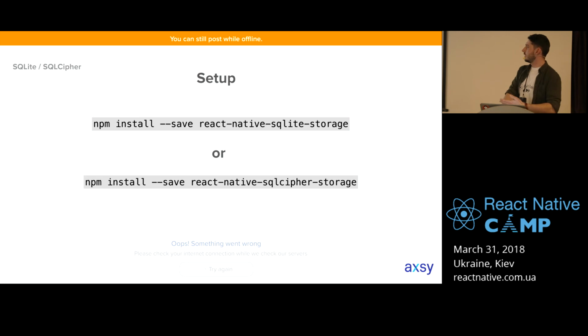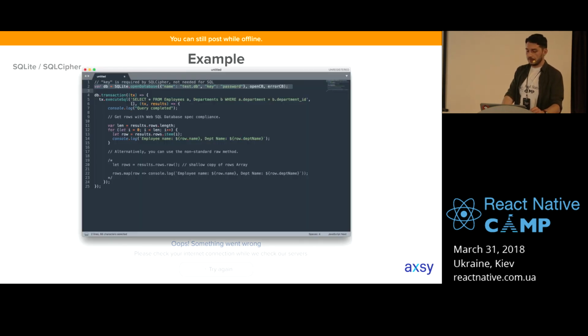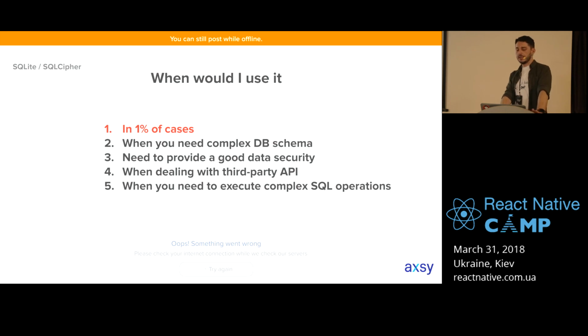Basically, there are two options. You can install either SQLite storage or SQL Cipher storage. SQL Cipher is basically SQLite, but hacked a bit so it can work with encryption. And that's it. You're importing SQLite, opening a database, executing SQL inside of a transaction, and that's all that you can do. So everything else you will need to write on your own. It will take a lot of time, and it will take a lot of your pain. It probably works in 1% of cases, but if you know why, I do hope that you will never need to work with SQLite.